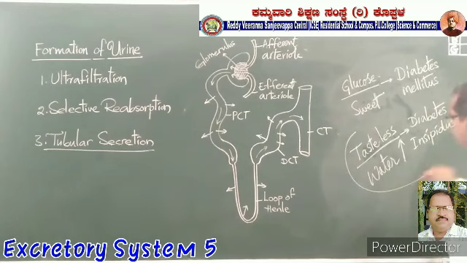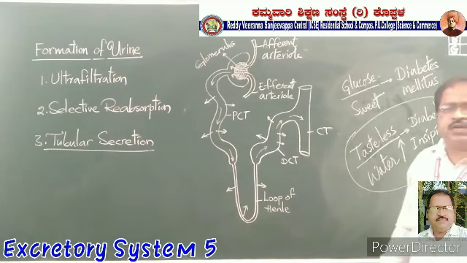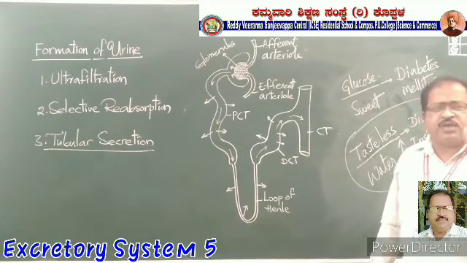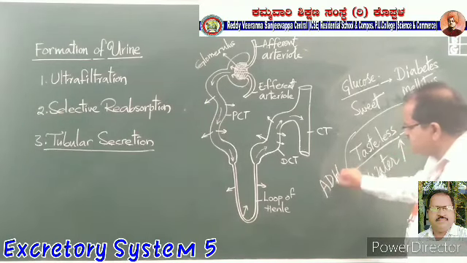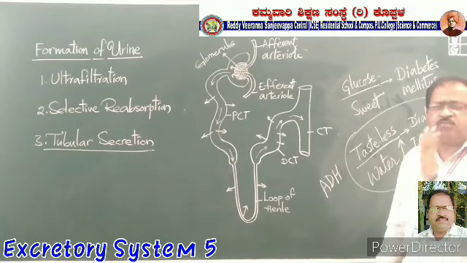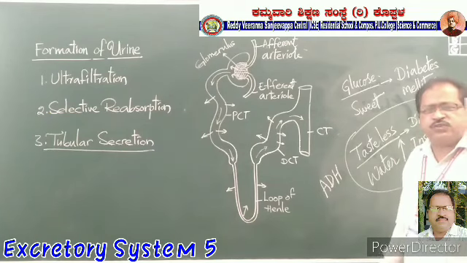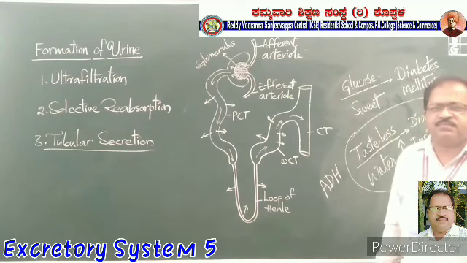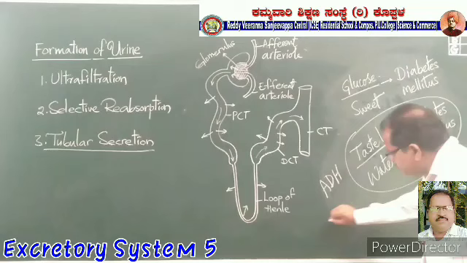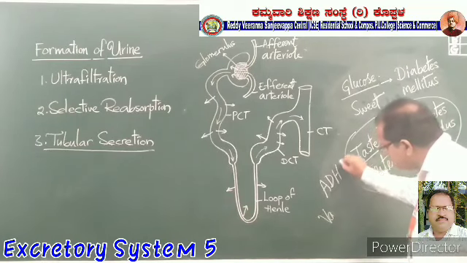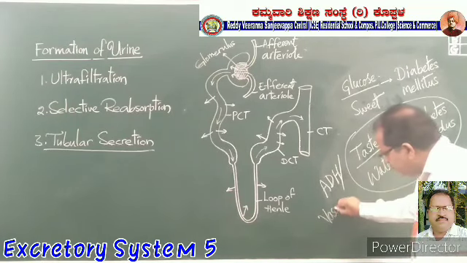This occurs because of less secretion of the hormone called ADH, anti-diuretic hormone, which is secreted by the posterior lobe of the pituitary gland. This hormone is also called vasopressin.